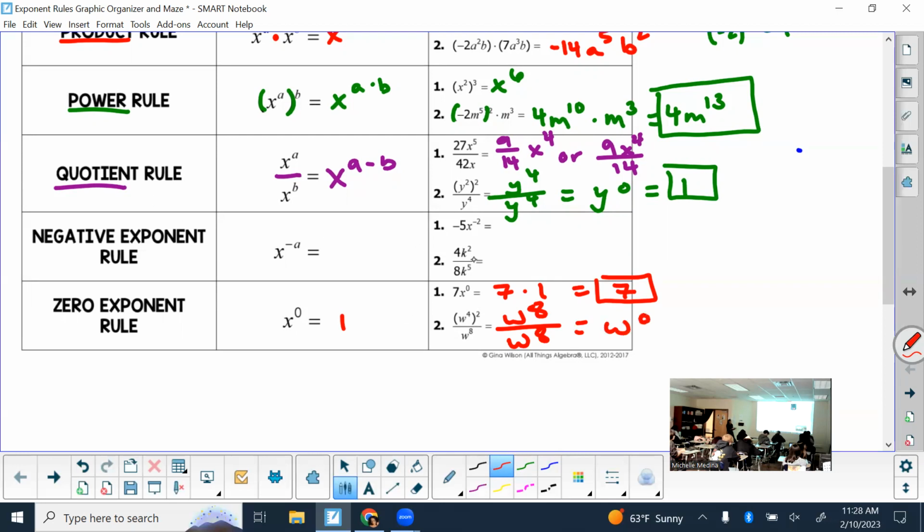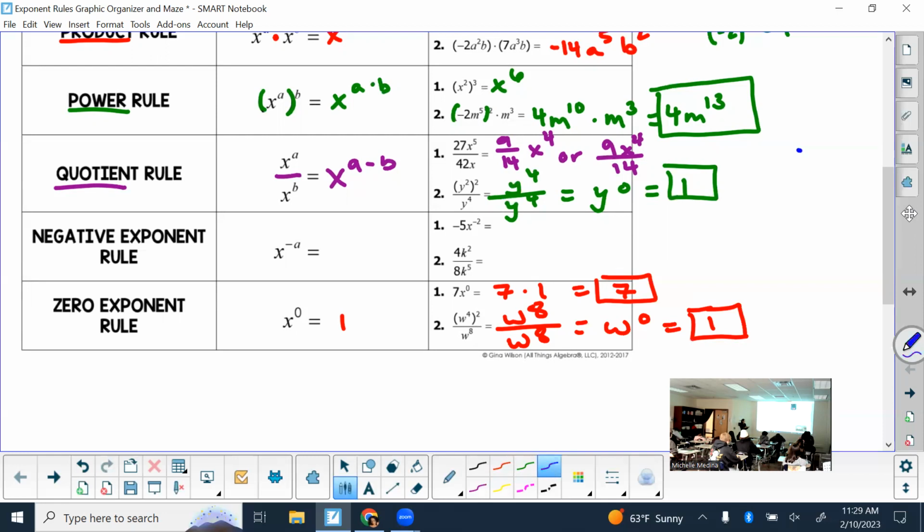If you did the quotient rule and subtracted them, you would get this, which really just becomes 1, anything to the 0 power. I always think of it like when you have the same thing on top and bottom of a fraction, it always cancels out to 1 anyway. But either way, you should come to that same answer.